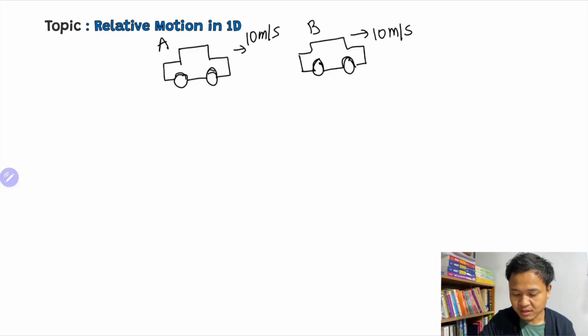Say you are sitting in car A. Car B is equivalent, the same as you. So what is the velocity of B with respect to A, with respect to you?